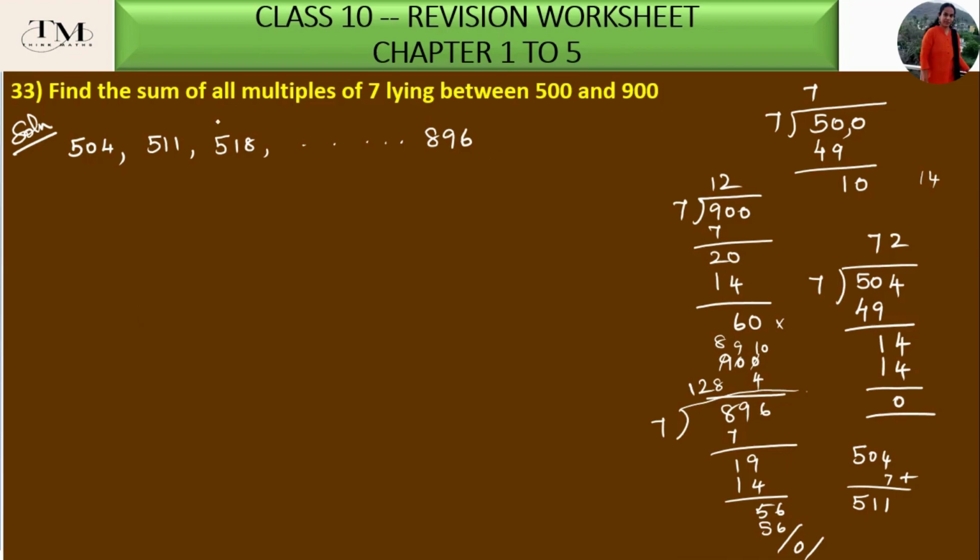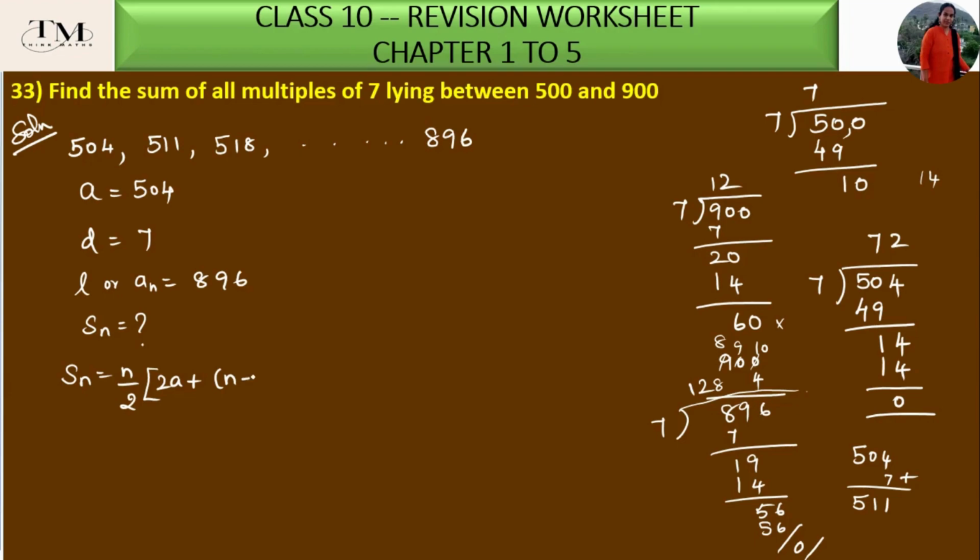Now we have to solve the problem to get Sn. So what is given? The first term A is 504. The common difference D is 7. The last term L, or An, equals 896. What we have to find? We have to find the summation Sn. So the Sn formula is n by 2 into 2A plus n minus 1 into D.